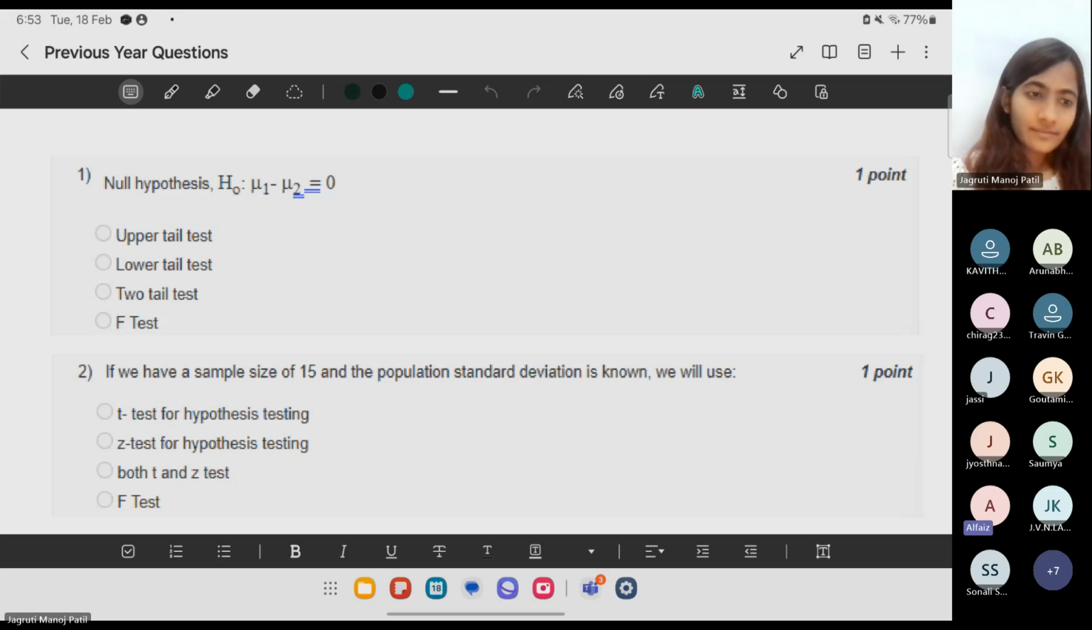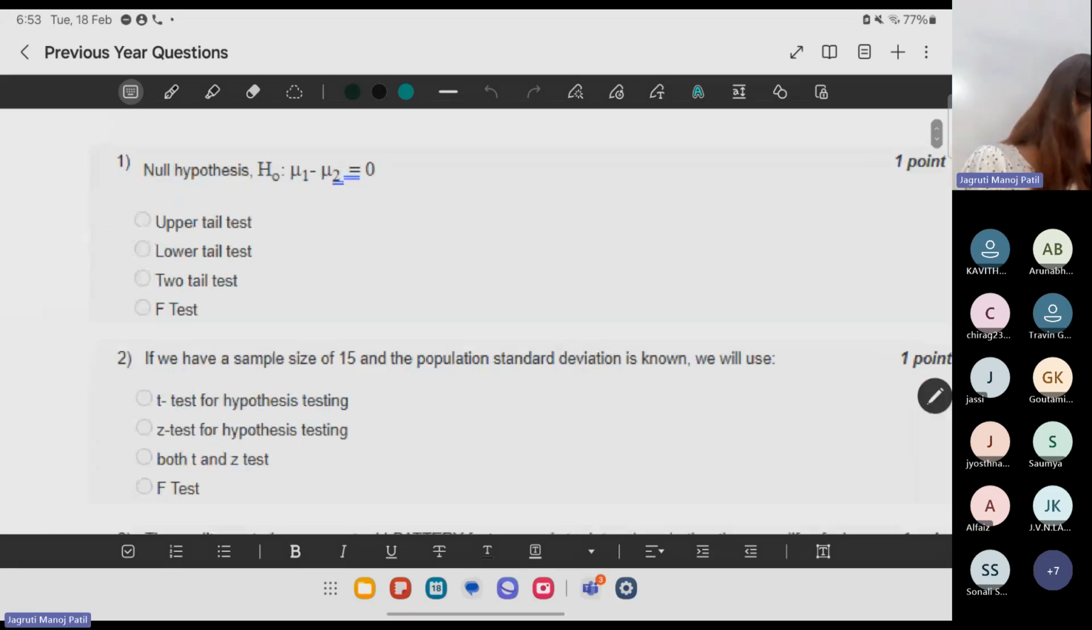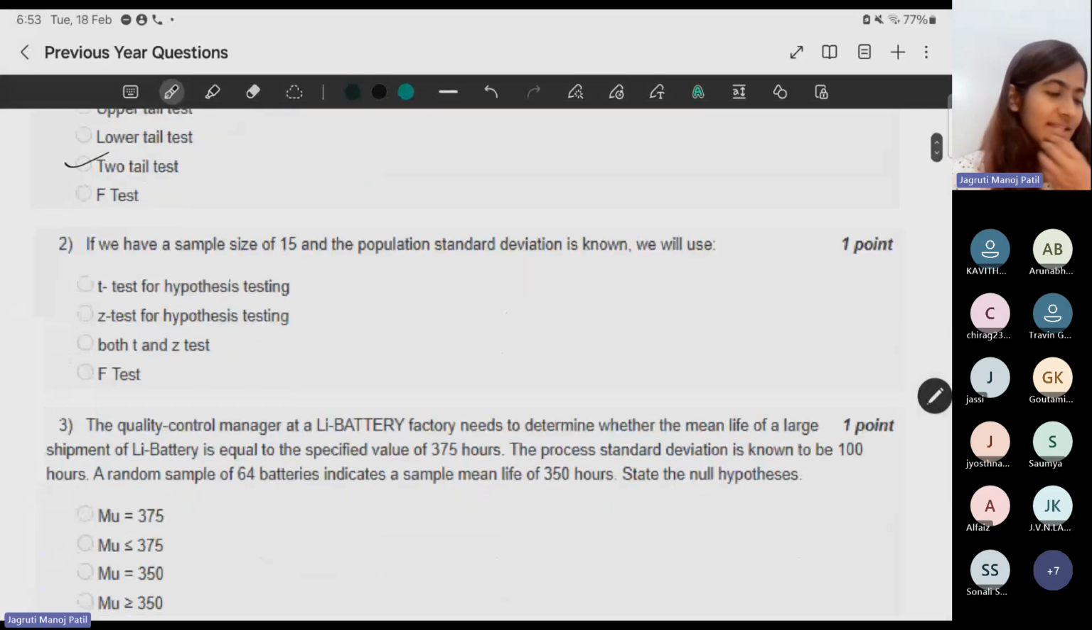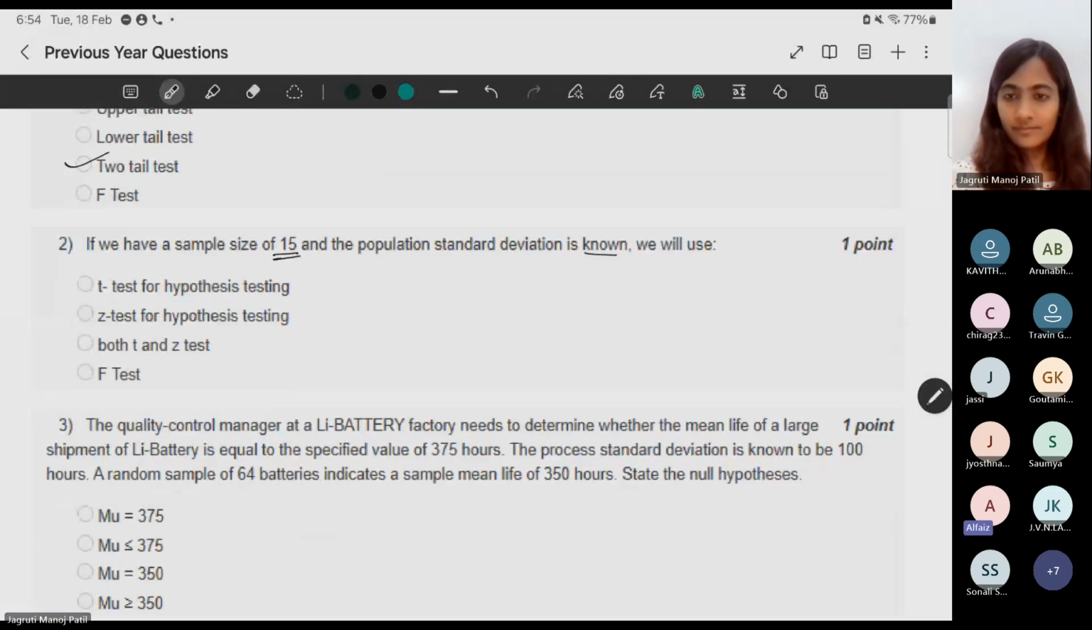Two-tail test. Yes, it's a two-tail test. Then we have a sample size of 15 and the population standard deviation is known. What test will we use? Z-test for hypothesis testing. Yes.